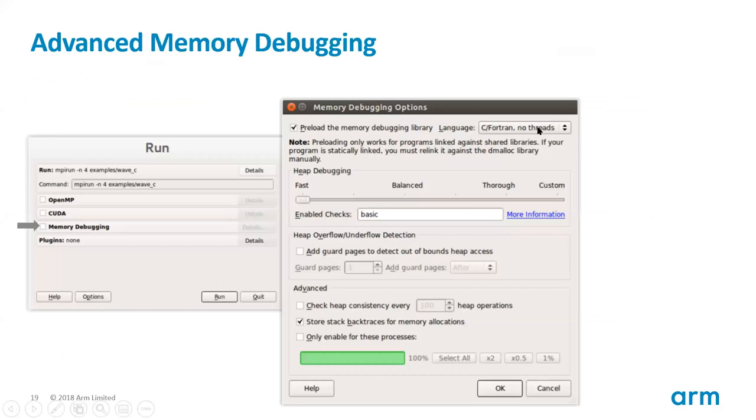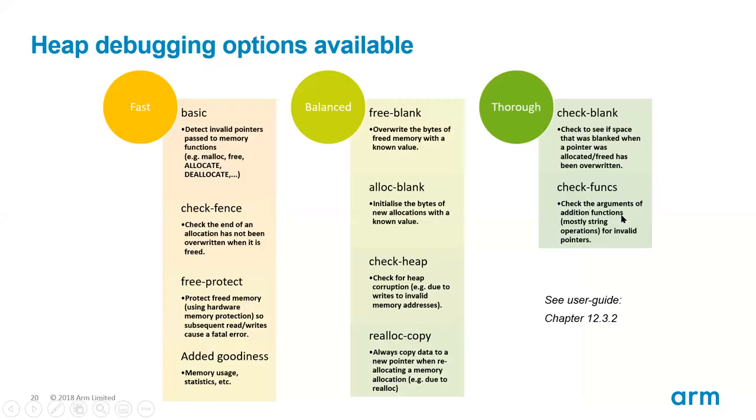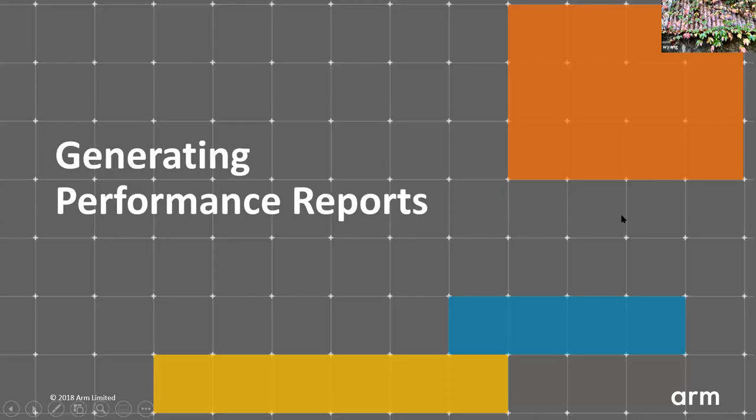Yeah. So when you use C++, you have to select C++, and if you use threading, then you have to use a threading menu. Can you click on that? This is just a screenshot. We can help you later, make sure it works for you, but I'm going to continue into performance reports. Right. Okay.